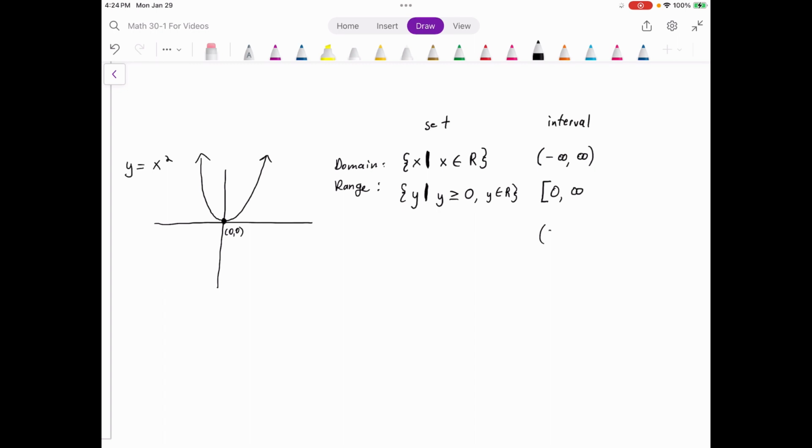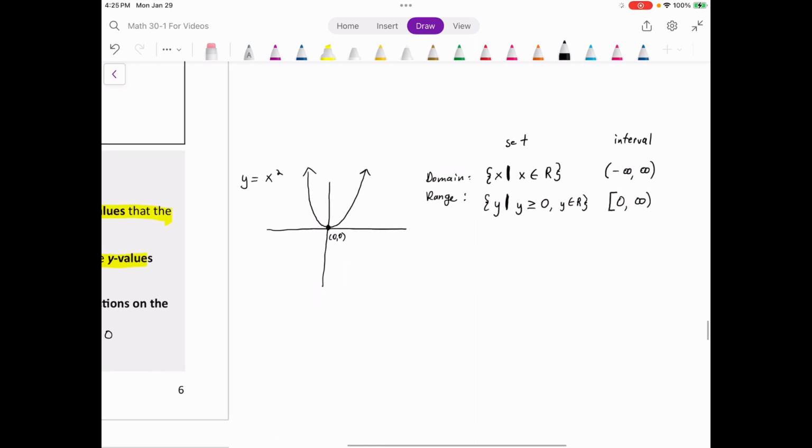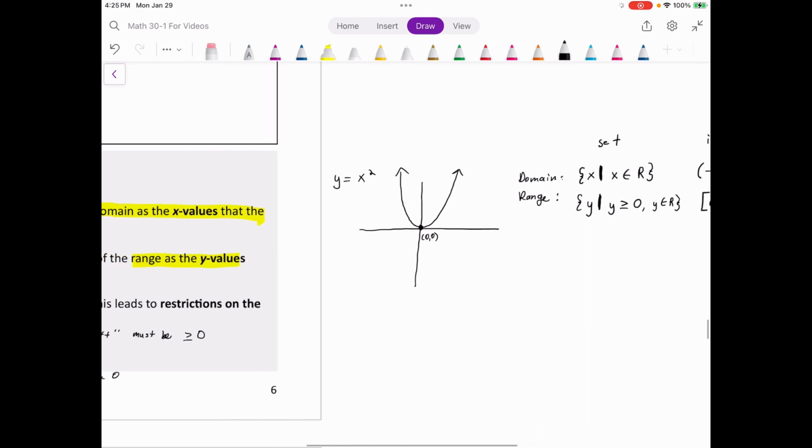If I said this instead, that would actually mean that it can't actually be 0. It could be 0.000001, but it couldn't be 0. That's not what we want to say, right? It is okay for it to be 0. We know that if x is 0, y is 0 for this function. And then a round bracket on the infinity because it can't actually be infinity again. Nothing can ever actually reach infinity.